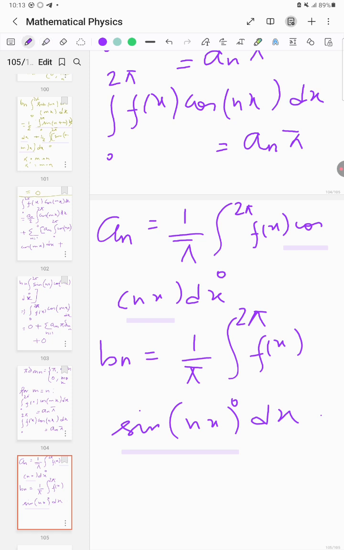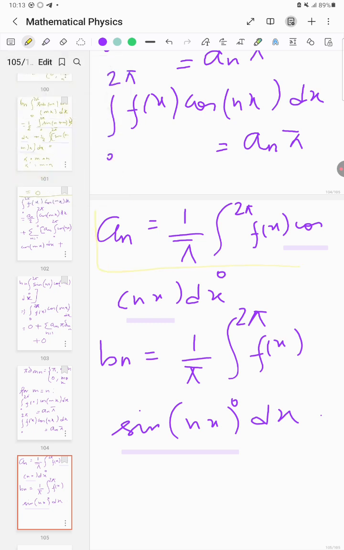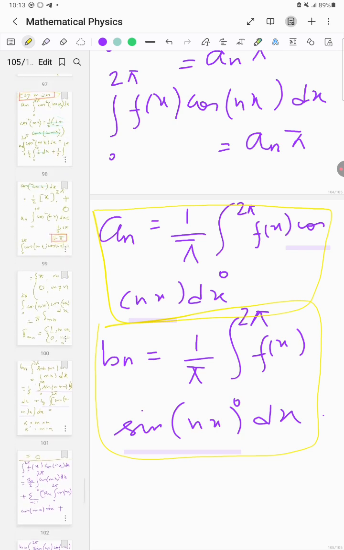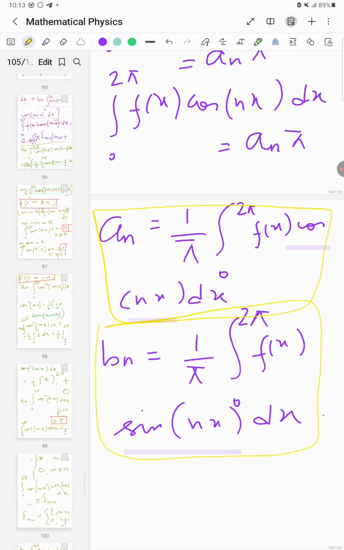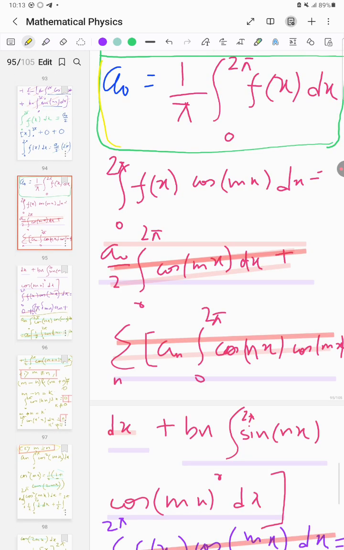So we can say that this is an, this is bn, and where had we found a naught? Wait, and this is a naught.